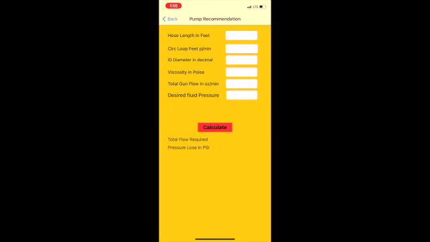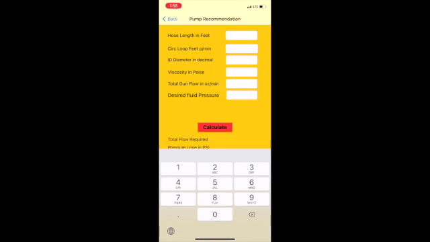Next thing we're going to look at is pump selection. Here, again, I enter the hose length in feet. Now remember, if it's a circ loop, that's the out and back. If it's a deadheaded, it's just out to the gun. In this case, I'm going to do a deadhead system, but if you're going to do a circ loop, make sure that's at 60. That's what's required to keep the material in suspension. In a deadhead, set it at 1.